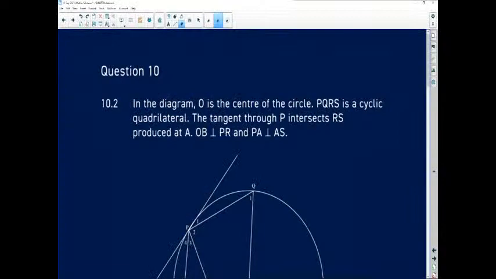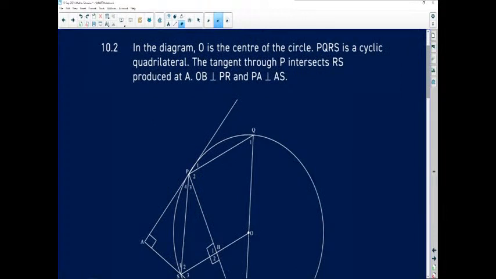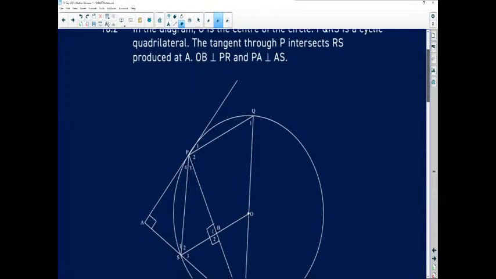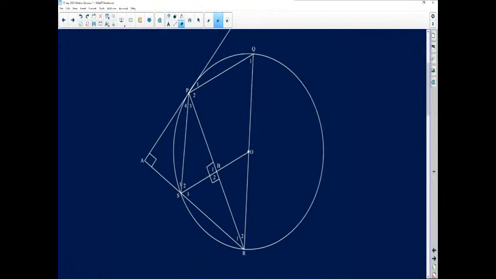It says in the diagram, O is the center of the circle, PQRS is a cyclic quadrilateral. The tangent through P intersects RS produced at A. OB is perpendicular to PR and PA is perpendicular to AS. What I see is those little boxes, like we have one of them also at point A, that indicate that those two are perpendicular to each other. The other one is OS is also perpendicular to PR. That means we also have awesome 90s there, and we're obviously going to have 4 of them in total.